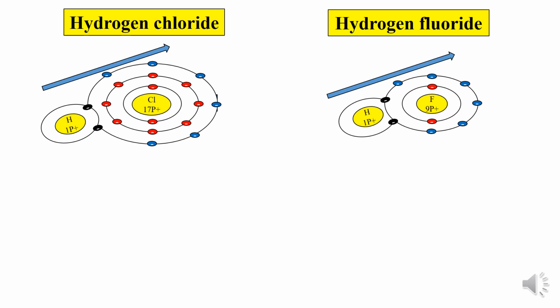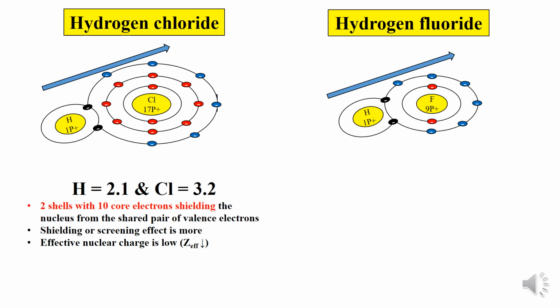In the case of the hydrogen chloride molecule, you find the chlorine atom with 2 inner shells with a total of 10 core electrons: 2 core electrons in the first shell, followed by 8 core electrons in the second shell. Now, these two inner shells with 10 core electrons shield the nucleus from the shared pair of valence electrons. And there is an increase in shielding. What is shielding?